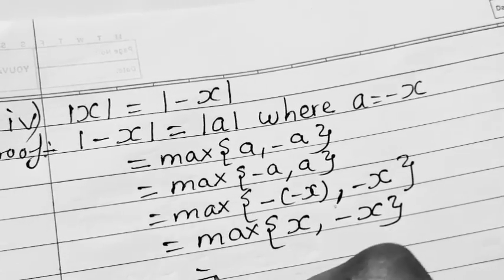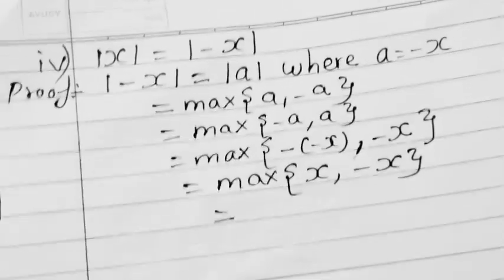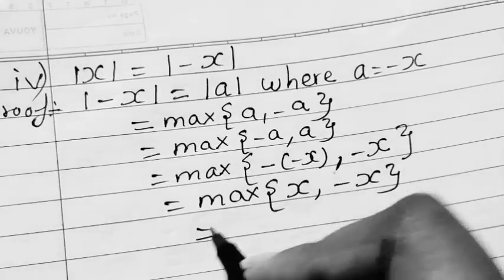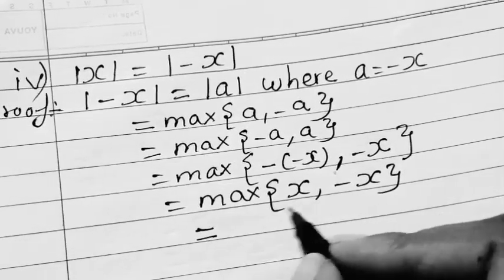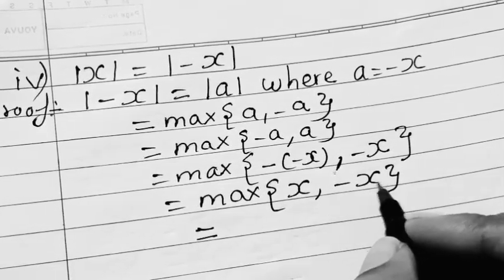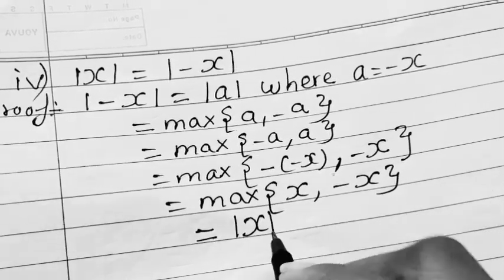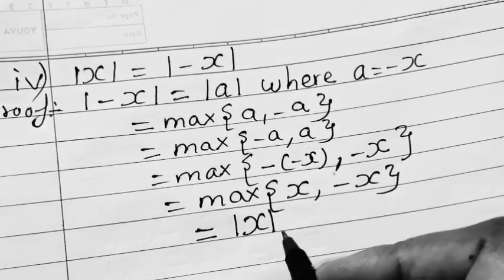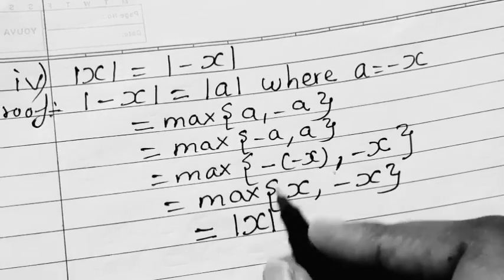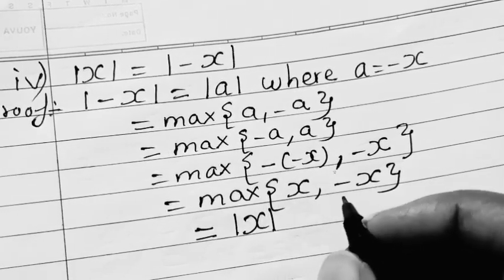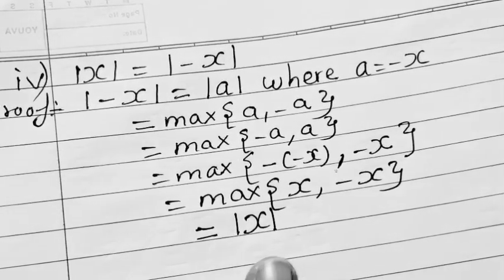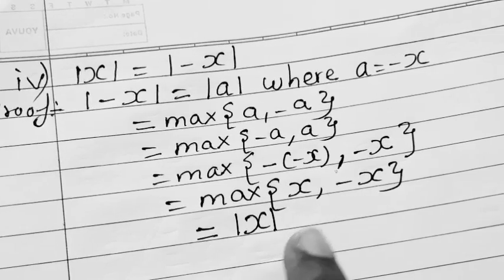So this is equal to nothing but what? The previous one, which I have already solved. Right, the previous one, that is the maximum of x comma minus x, is what? Nothing but modulus of x, positive x. Okay, this I have already proved. This is what I was supposed to prove. From that result I have got this answer.